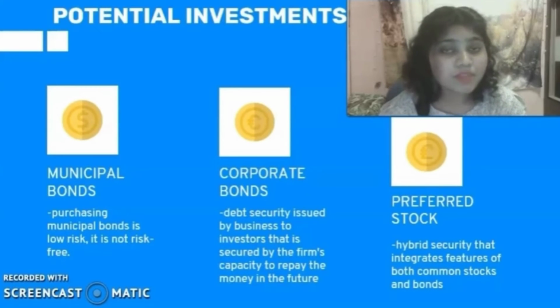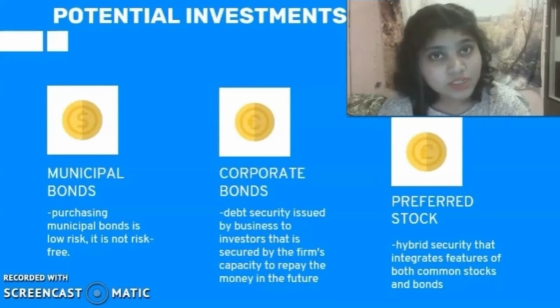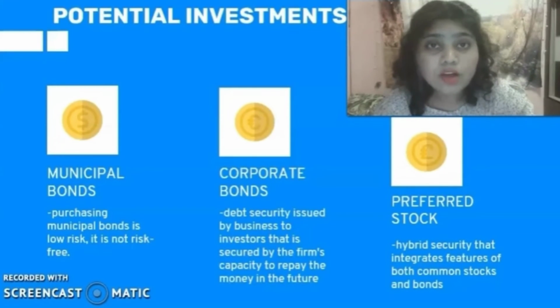So when we talk about corporate bonds, a corporate bond is basically a debt security issued by a business to the investors, which is secured by the firm's capacity to repay the investors by using their future earnings or through the use of its assets in the form of collateral.